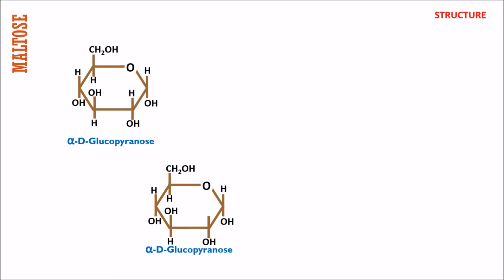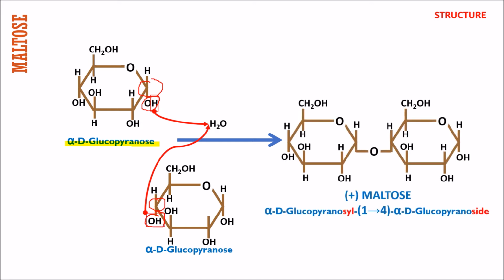As we have seen earlier, maltose is formed of two glucose units, that is 2 alpha-D-glucopyranose. Here one anomeric carbon of one glucose, that is carbon number 1, has a hydroxyl group, and carbon number 4 of the second glucose has another hydroxyl group. From it, H+ and OH- will be released as a water molecule and form a glycosidic linkage between those two molecules of glucose, which forms the structure of maltose.